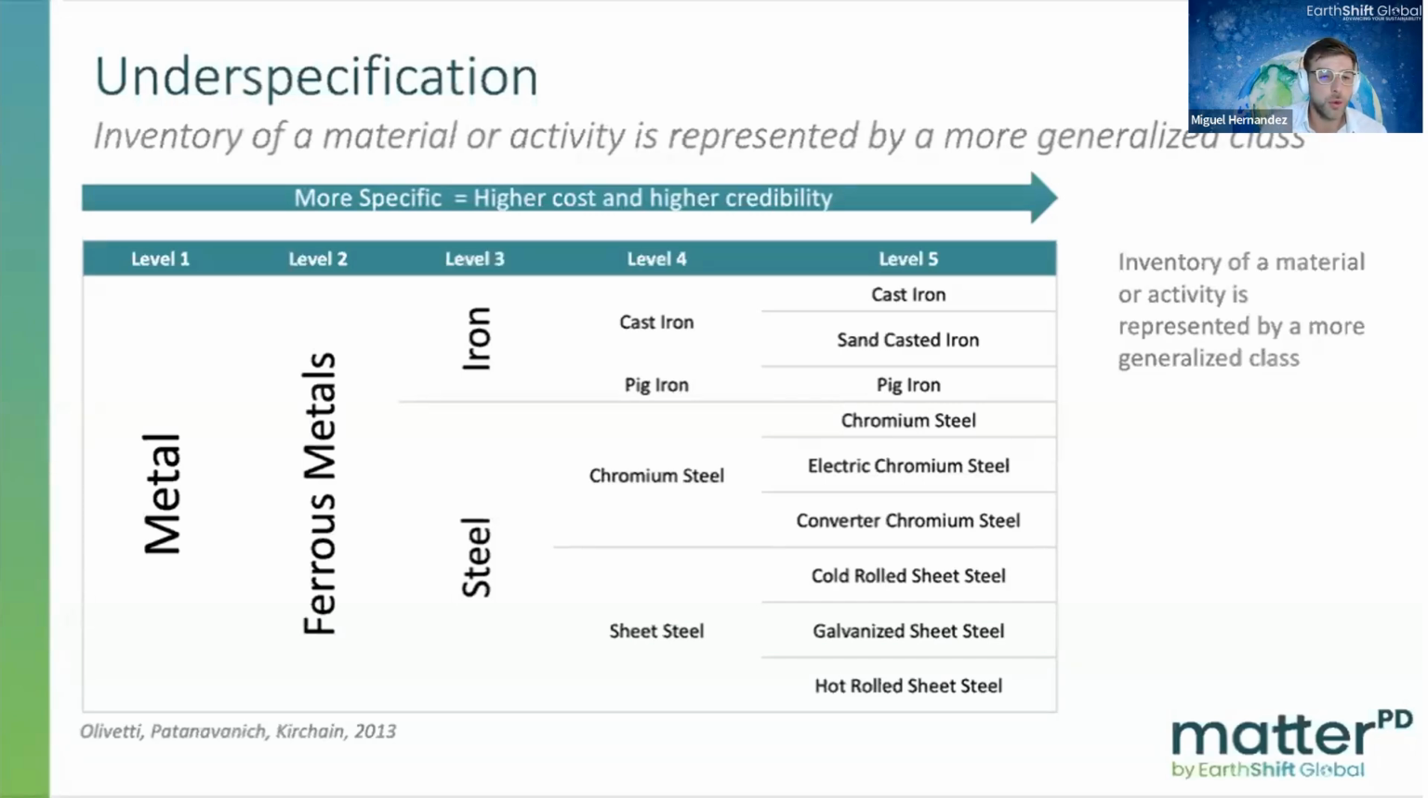If I'm not entirely sure of what type of sheet steel I'm going to use, I could describe all 3 materials as sheet steels. So that could be my level 4 class. If I don't know if I'm going to use sheet steel or any other type of steel, I could create another category called steel that groups all the different types of steel that I have available. And I could do this all the way down to just saying, I'm going to use a metal.